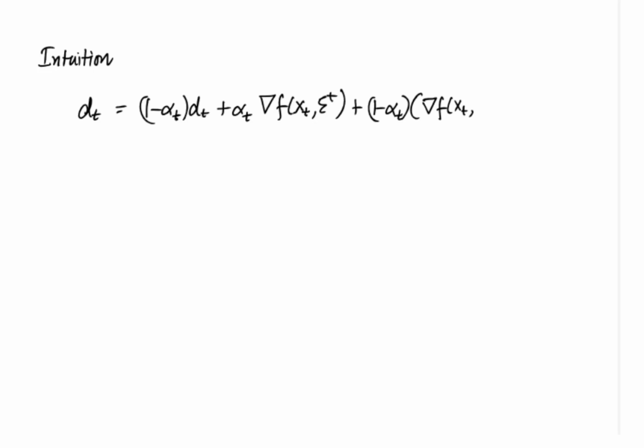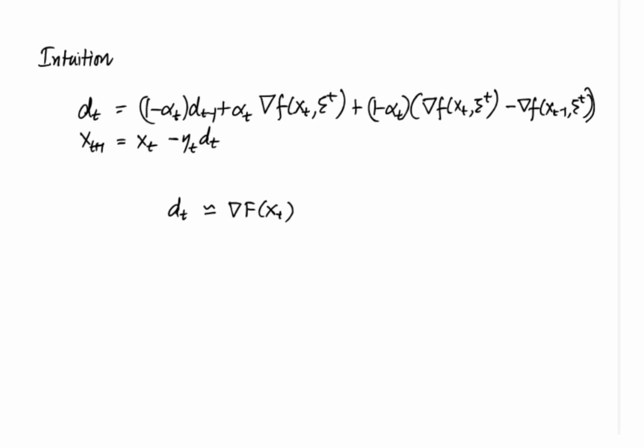Note that the updates can also be written equivalently as dt equals 1 minus alpha t into dt minus 1 plus alpha t into gradient f of xt comma xi t plus 1 minus alpha t into gradient f of xt comma xi t minus gradient f of xt minus 1 comma xi t. Xt plus 1 equals xt minus eta t into dt. The way in which dt is tracked is referred to by the authors of the STORM paper as recursive momentum. From the update of dt, we can guess that the purpose of this update is to ensure that dt is approximately gradient f of xt.